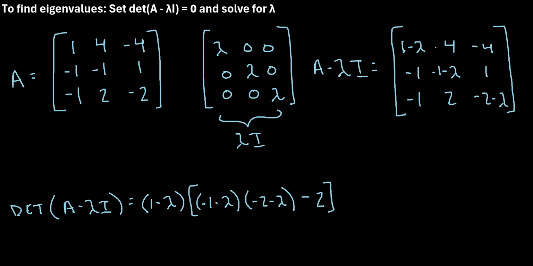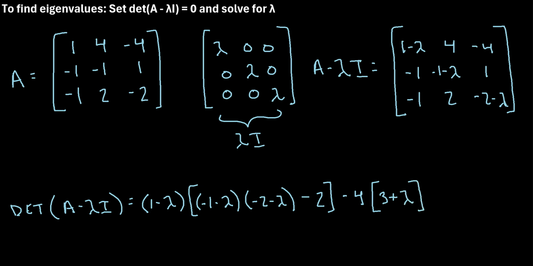Okay? Now after that, we have to subtract this value in the first row and the second column. So minus 4 times what's left when we remove the first row and the second column. So the determinant of these remaining values. So let's see what that would be. Negative 1 times negative 2 minus lambda. So this would just become 2 plus lambda. And then we have minus 1 times a negative 1, which is a plus 1. So instead of 2 plus lambda, let's just write 3 plus lambda, just to simplify things.